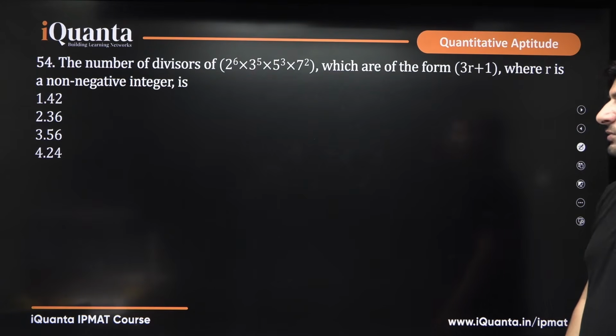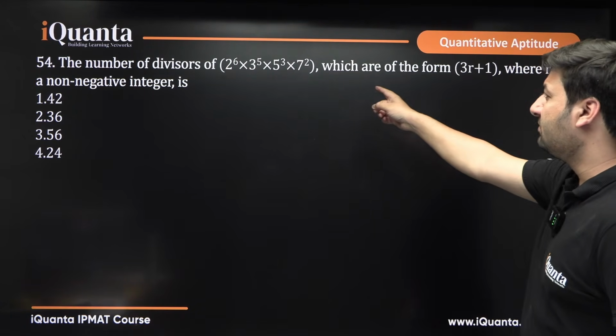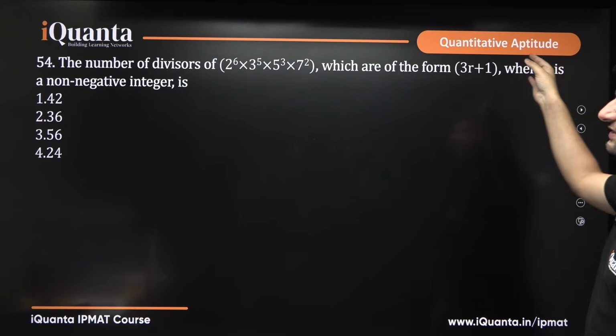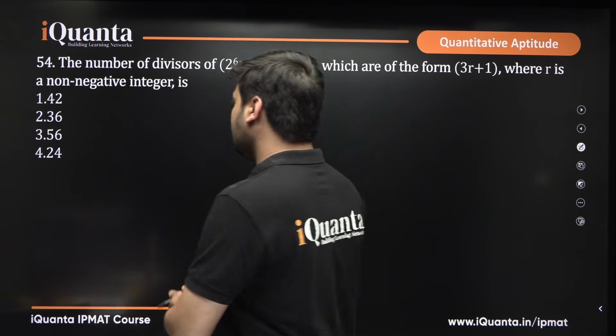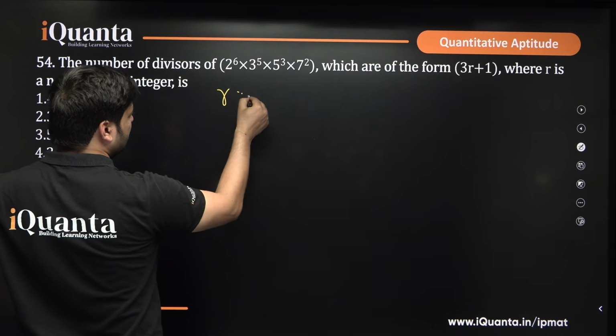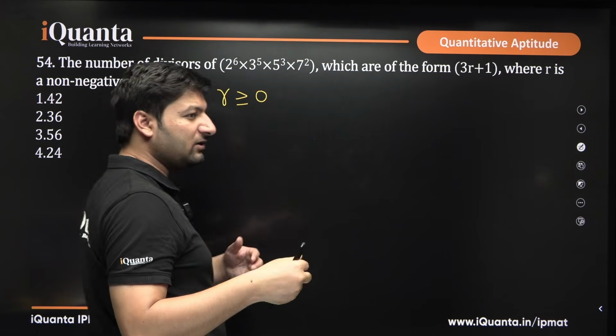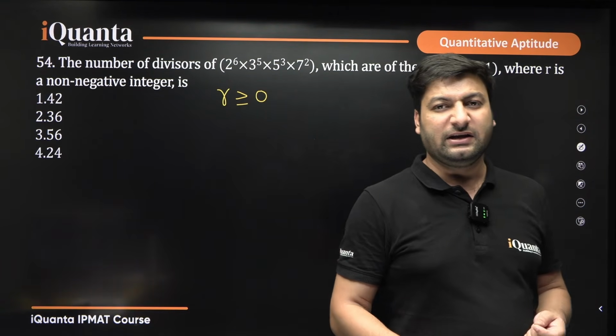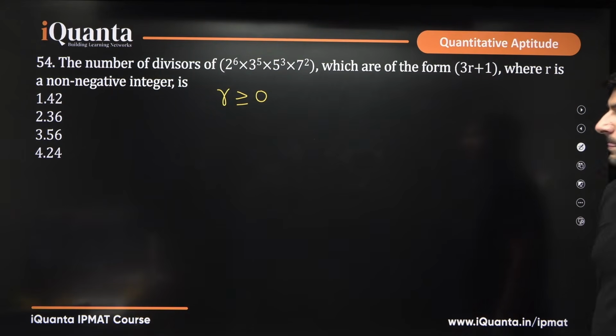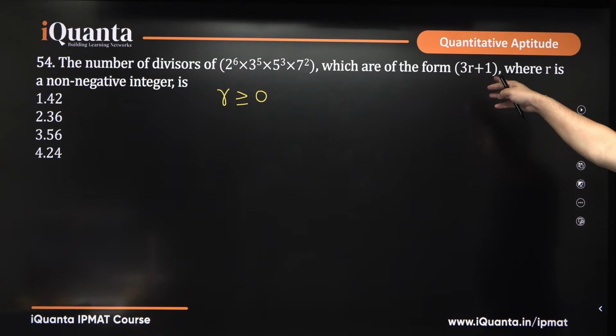Let us talk about this particular question: the number of divisors of this number which are of the form 3r plus 1, where r is a non-negative integer. You understand non-negative integer, right? That means something is greater than or equal to 0. 0 is included in non-negative because it is not negative exactly. So r can have value 0 or more.